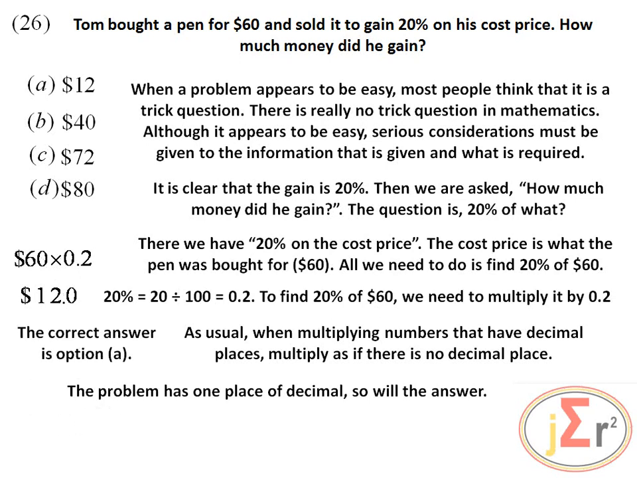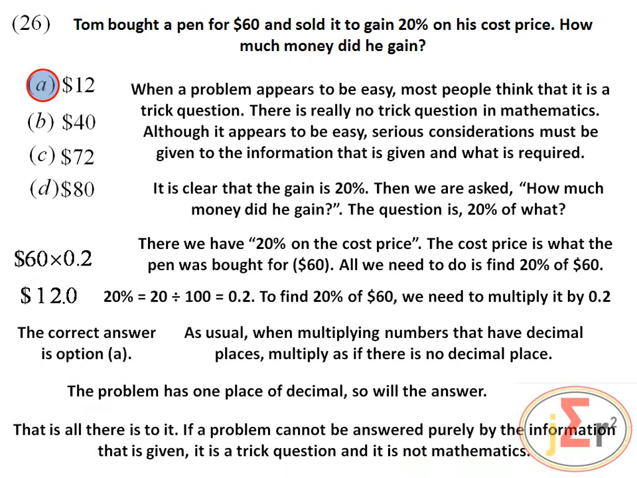The correct answer is option A, $12. That is all there is to it. If a problem cannot be answered purely by the information that is given, it is a trick question and it is not mathematics.